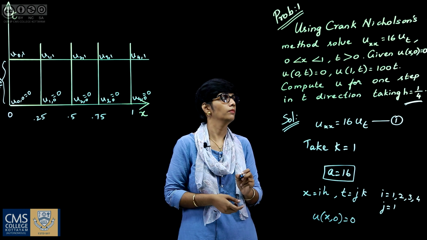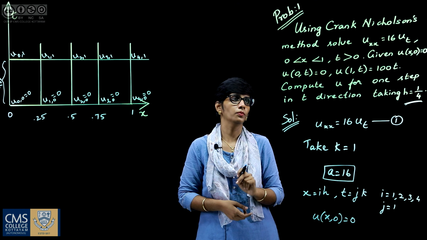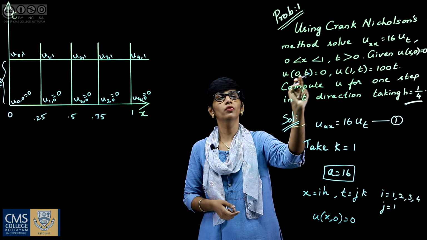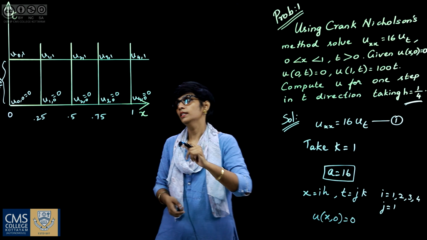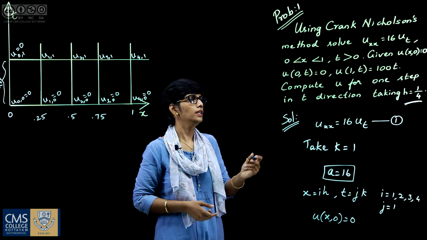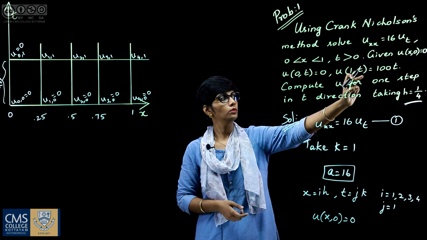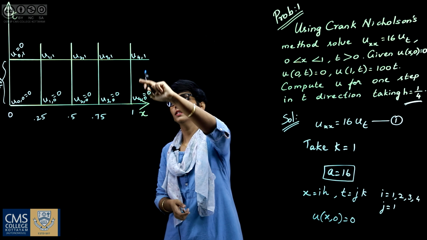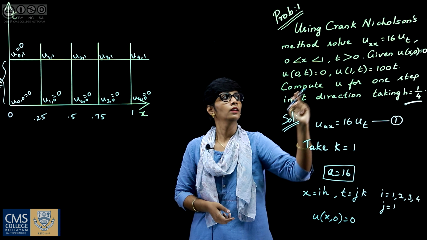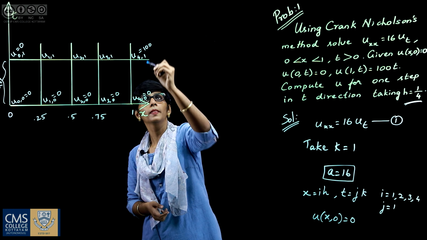Next comes the boundary values. Next is u(0,t) = 0. For any value of t at x = 0, u will be equal to 0. That is, this point will be 0. Next is u(1,t) = 100t. So for x = 1 and any value of t, u will be equal to 100t. So this term is equal to 100.